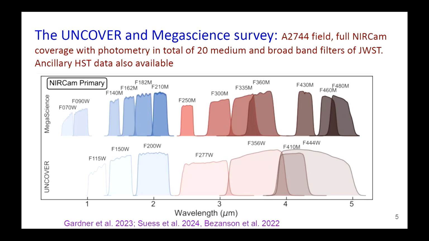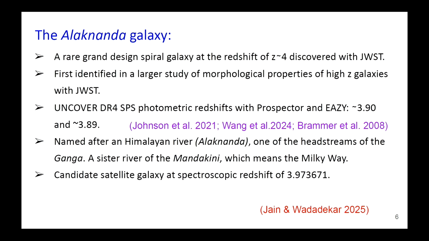This galaxy was discovered in the UNCOVER data, which is in the Abell 2744 field, and it has full NIRCam coverage, and many medium band filters are also there. These are the broadband filters. We have named it Alaknanda. It's because it's a spiral galaxy, and the Milky Way is called Mandakini in Hindi, and Alaknanda is a sister river of Mandakini, which is a tributary of the Ganga.